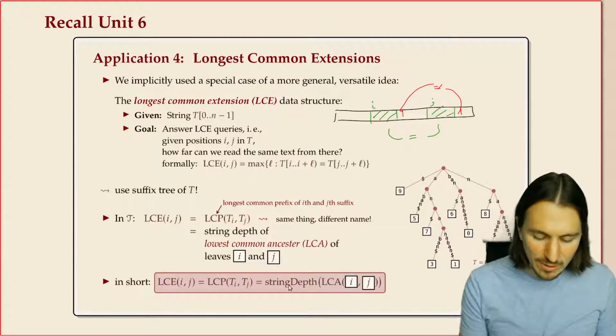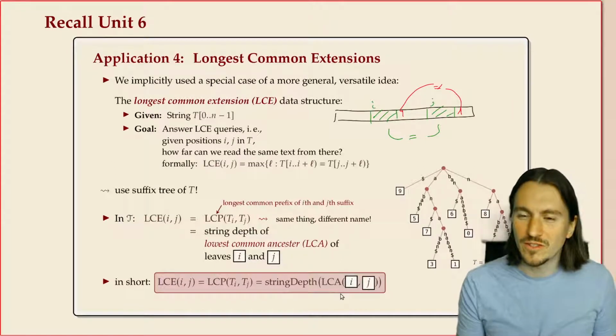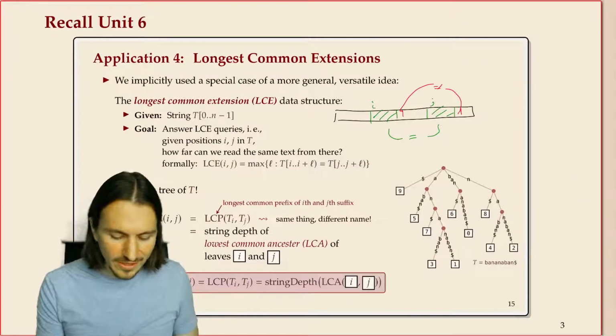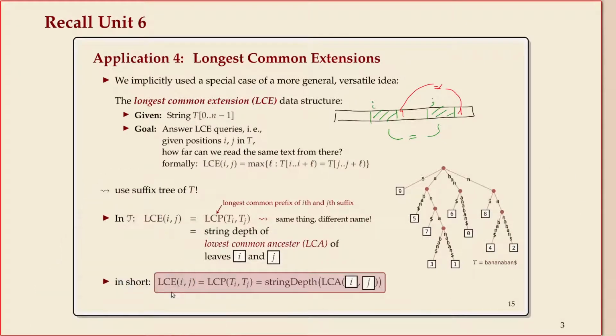And we've already at the time found this connection. There's an obvious connection between LCE and the suffix tree. The longest common extension of two positions is the longest common prefix of two suffixes, namely those starting at those positions. And in the suffix tree, we can find longest common extensions by taking the lowest common ancestor of the leaves for those suffixes and then computing its string depth.